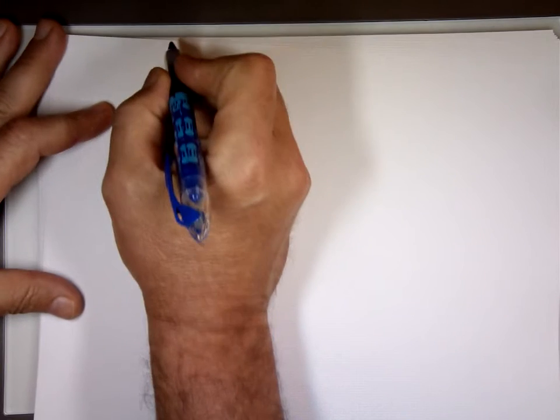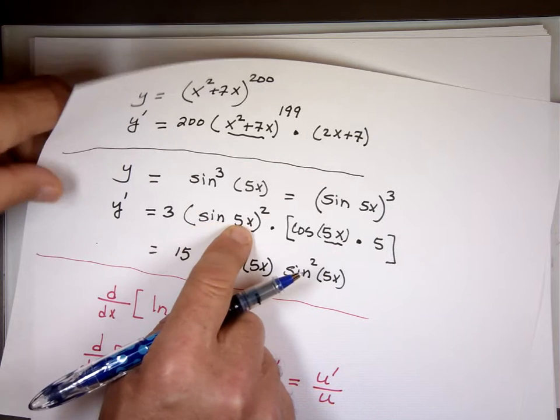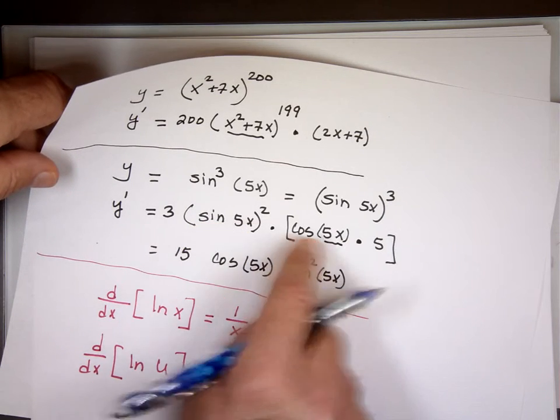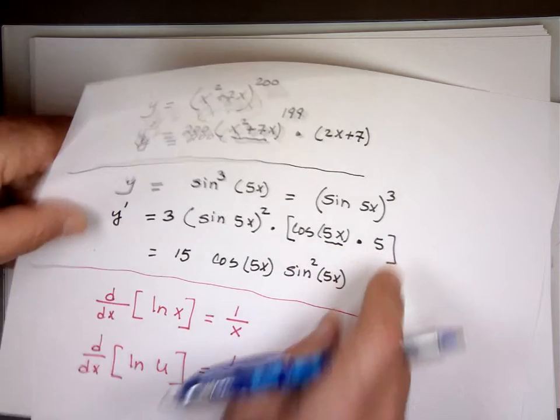Why do we do cosine 5x times 5 as well? Because the derivative of sine of 5x is what? What's the derivative of sine of 5x? Cosine 5x times the derivative of what's on the inside, which is 5.